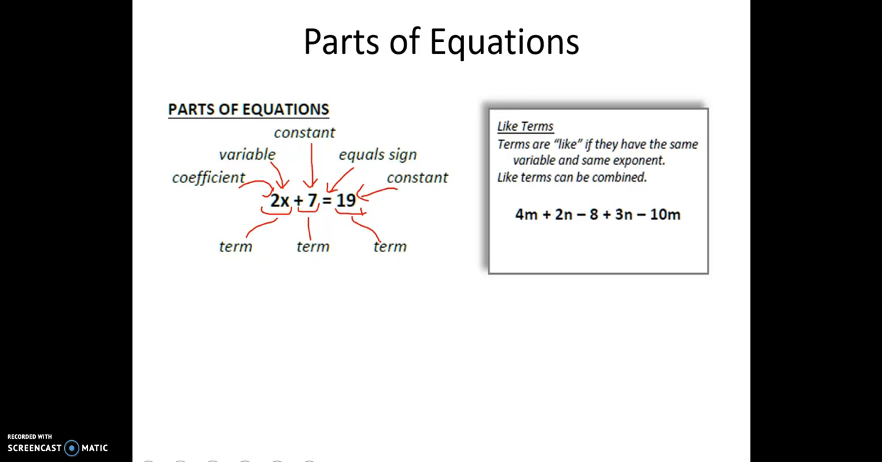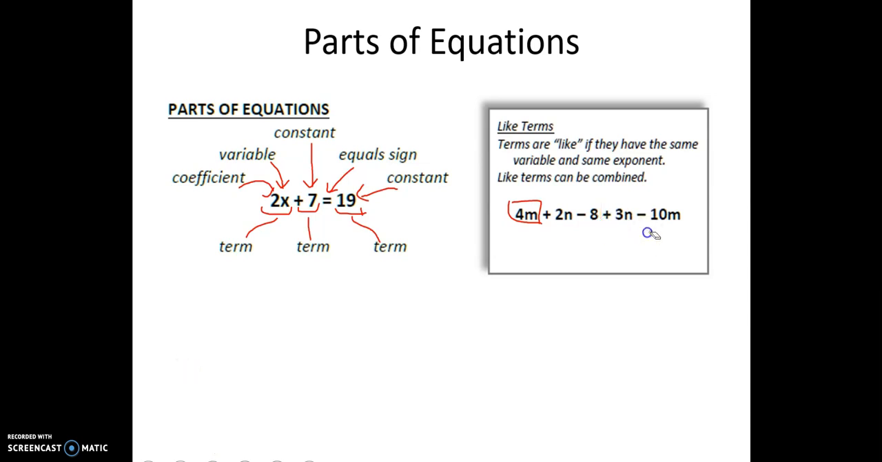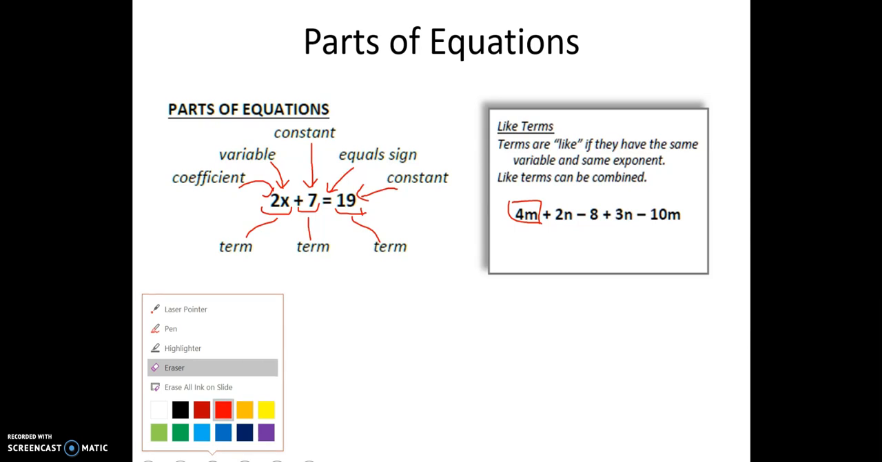Like terms is when they have the same variable and the same exponent, and then they can be combined. So 4m, if I had 4 mangoes, and then I have another 3 mangoes, whoops, that's not an m. Can't do that. Can't combine those two. They're not the same. That'd be like if I have nectarines. I didn't want to combine the mangoes and the nectarines.